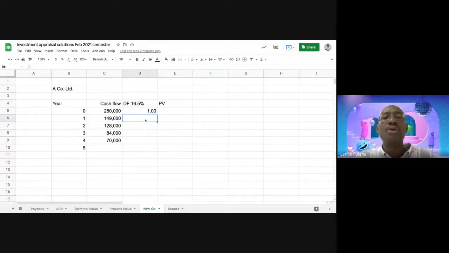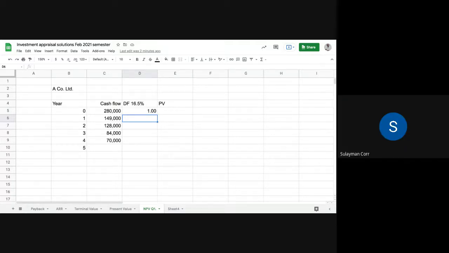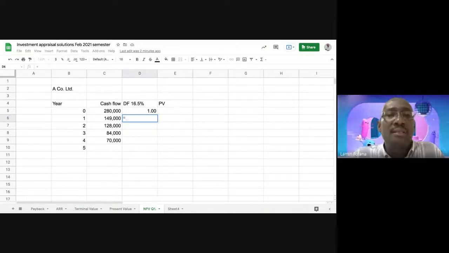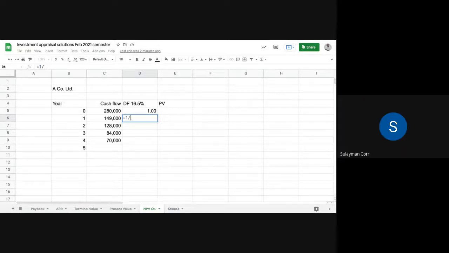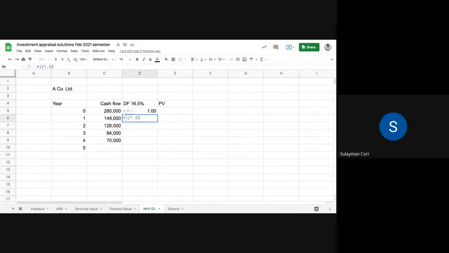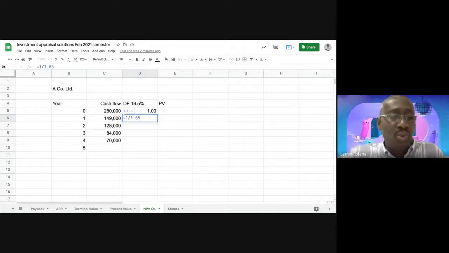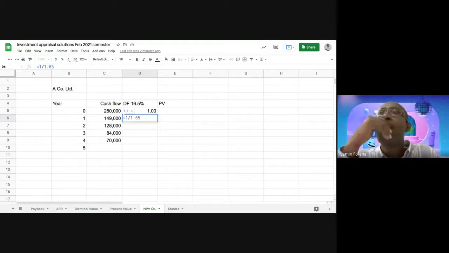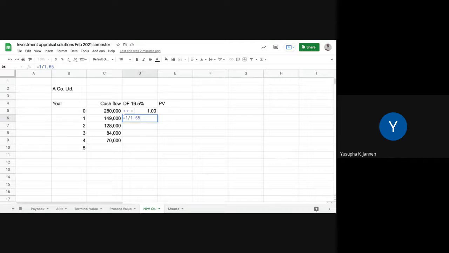Now, how are we going to calculate our discount factor for 16.5% at year 1? It should be 1 divided by 1.65 to the power 2, equals 1 divided by 1.65 all raised to power 2. What do we use to do the raised to power in our calculator? Yes, you're going to shift and 6.